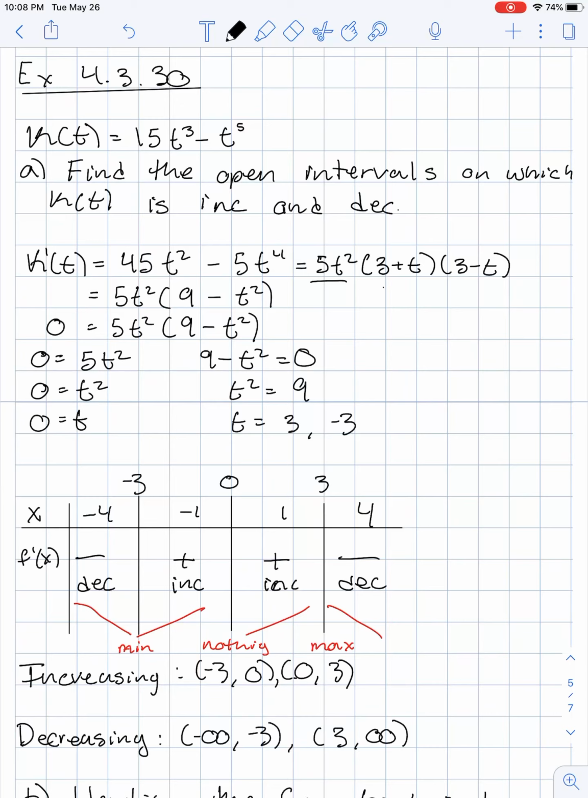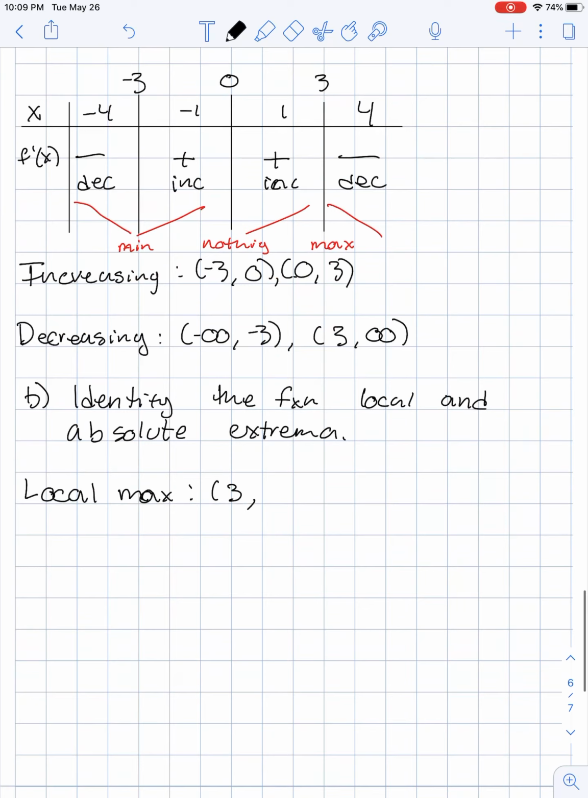3 cubed is 9 times 3, 27. Times 15 minus 3 to the 5th, so 163. No, wait, 162. Okay. And then our local min, ooh, that should have been a -3. Okay, hold on. So 3, 162. And then -3, because that changes it.